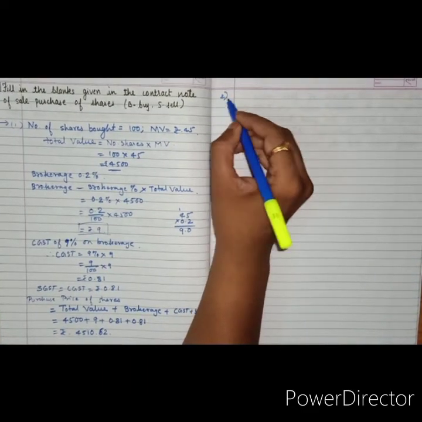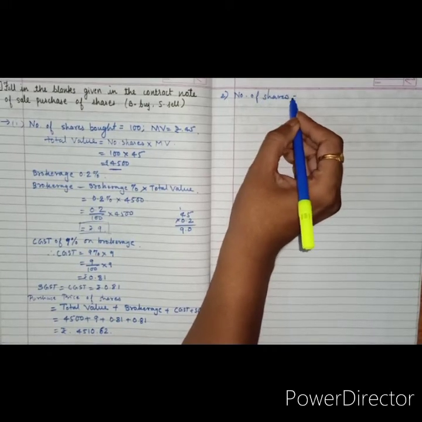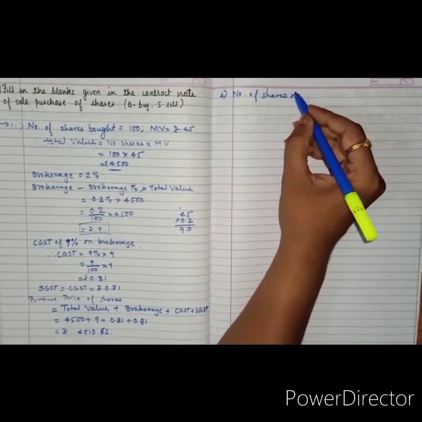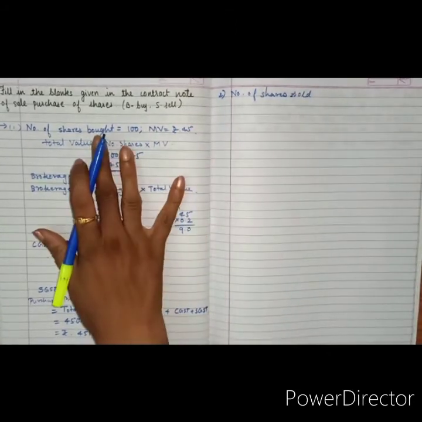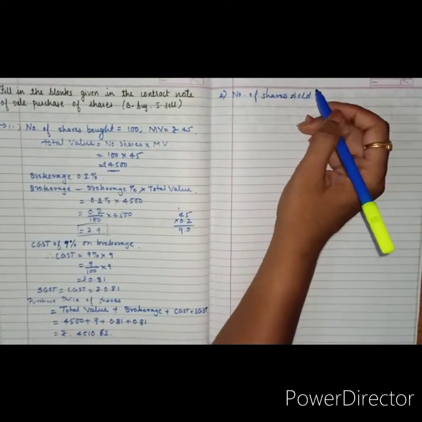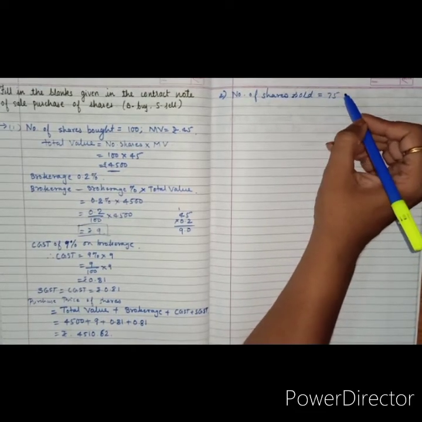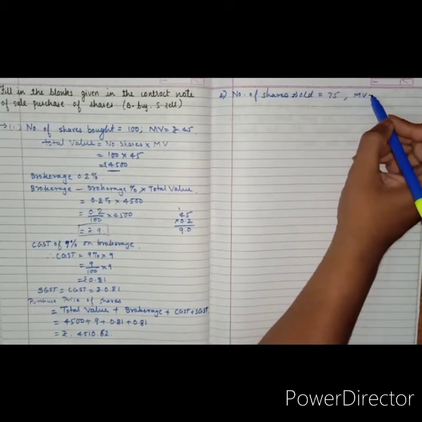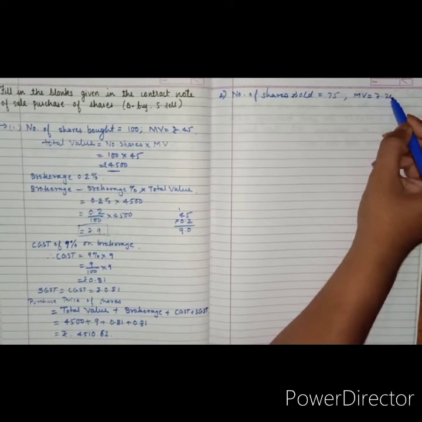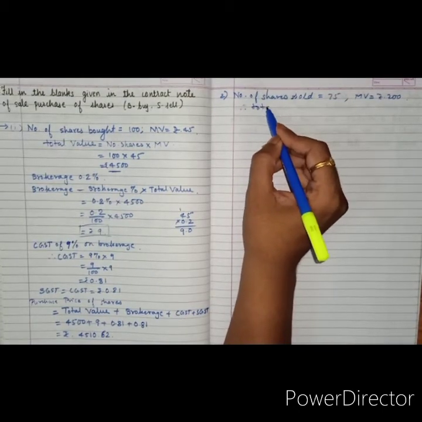For the second one, second column, number of shares. What are number of shares bought? Number of shares sold. See, B is for bought and S is for sold. I forgot to tell you previously. B is for bought and S is for sold. Buy and sell. This is given, no? So number of shares sold are 75. Then market value of the shares sold is rupees 200. This is given.